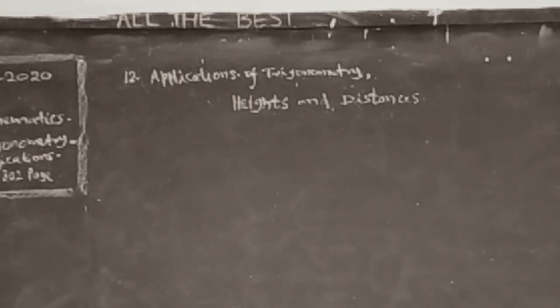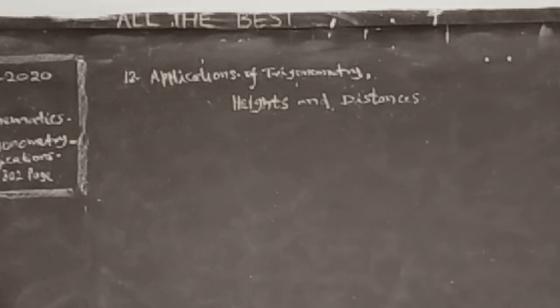Fourth problem. The length of the shadow of a 15-meter high pole is 15 root 3 meters at 8 o'clock in the morning. Then what is the angle of elevation of the sun with the ground at the time? Now here two sides of the triangle are given. We have to find the angle. First of all, you draw a right angle triangle.